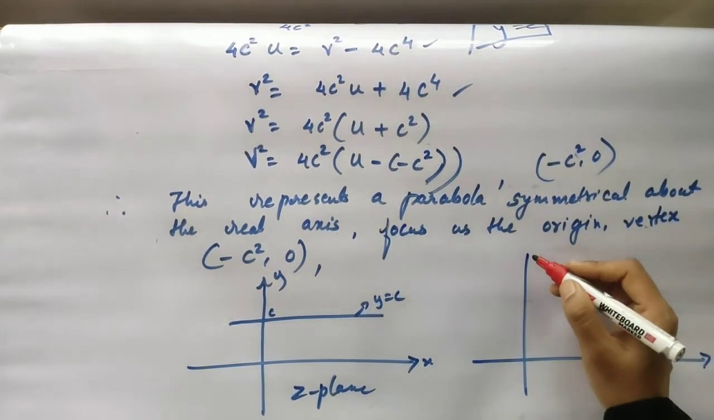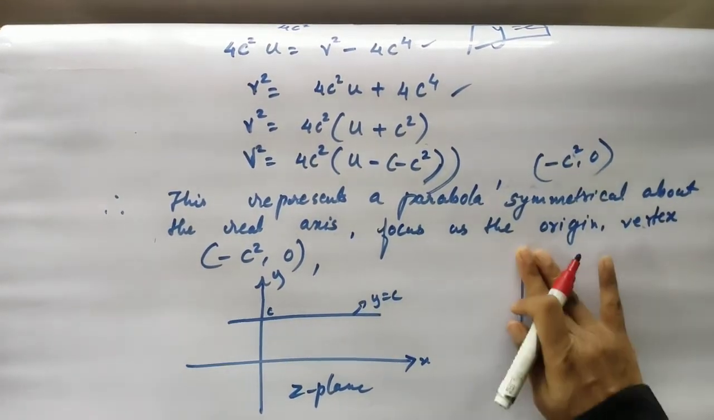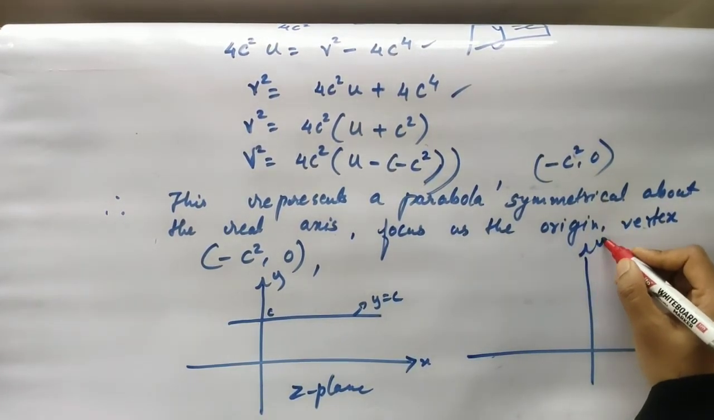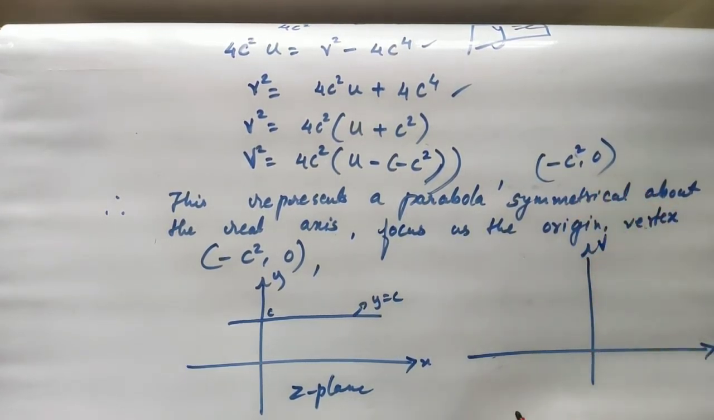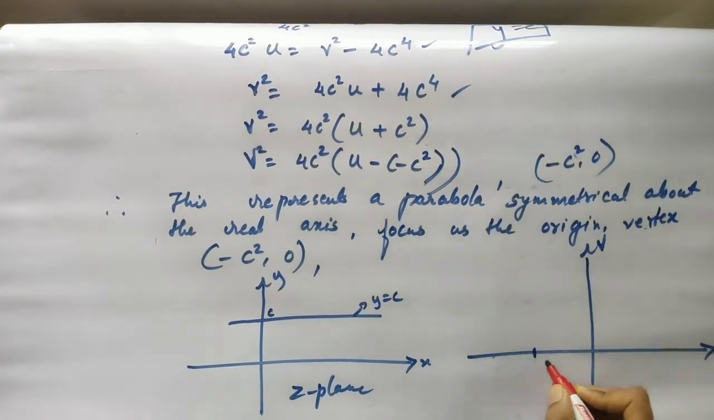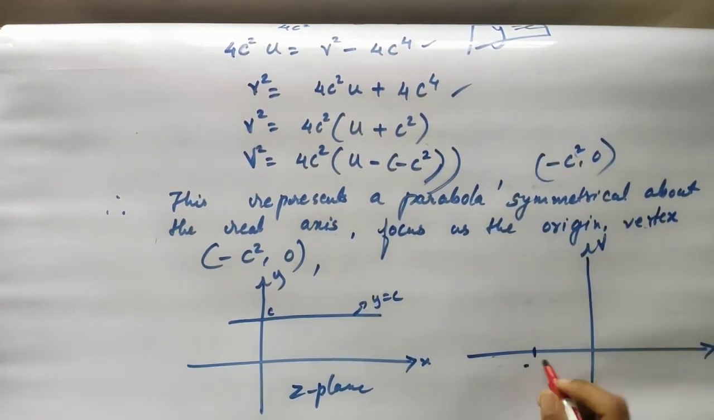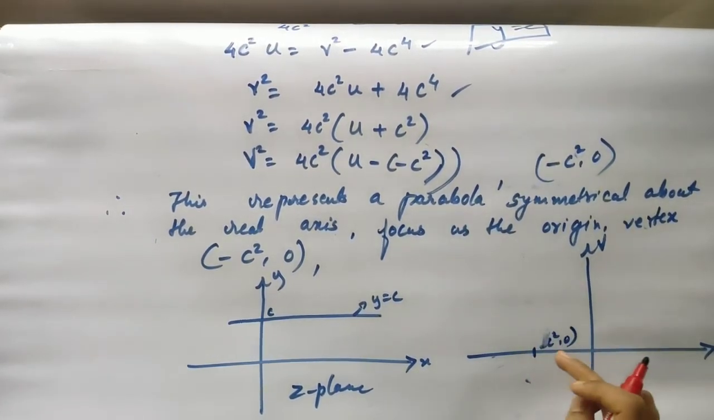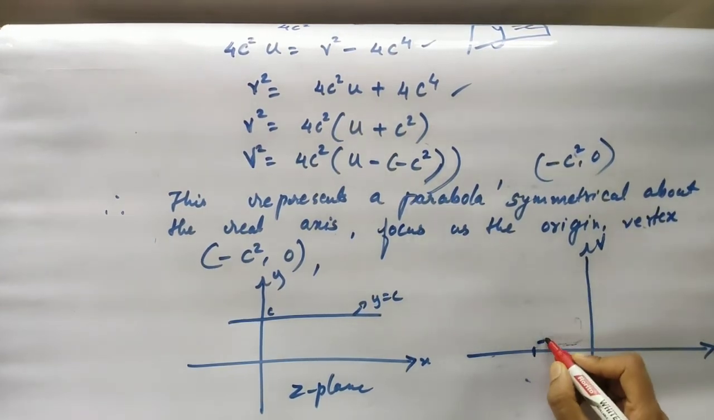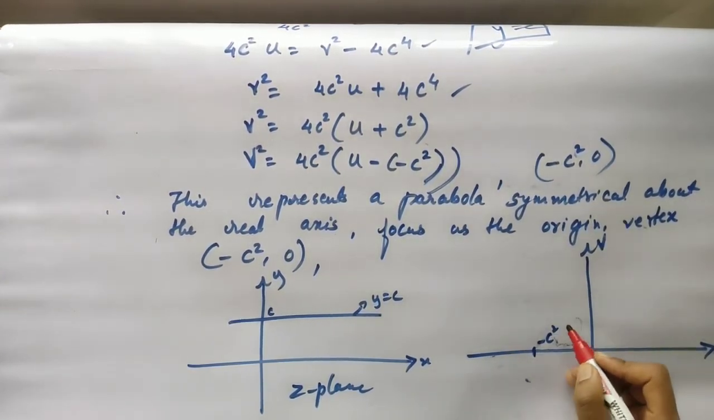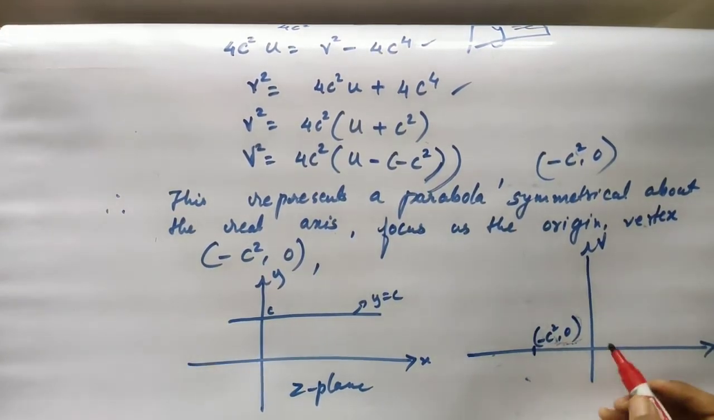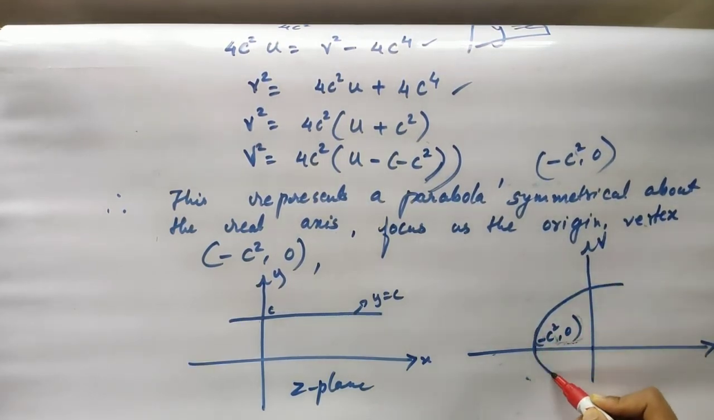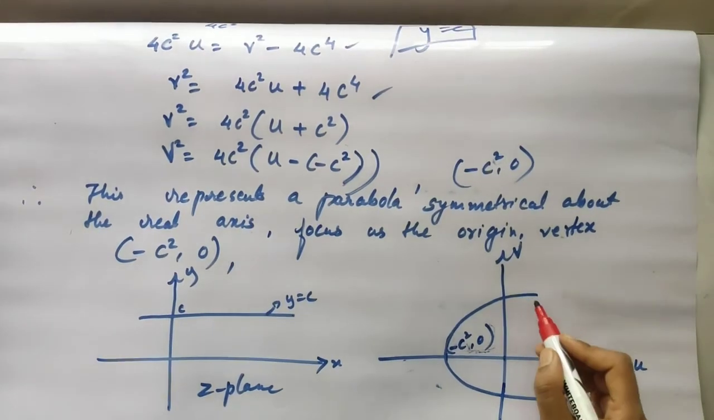This is u. I need a better one. Enough space here. So say this is the real axis u, imaginary axis v. So the point minus c square comma 0, say minus c square comes here, right? So this is the vertex for it. Minus c square comma 0 is this point. And your focus is the origin and it is symmetrical about the real axis. So it should be something like this. This is the parabola required.